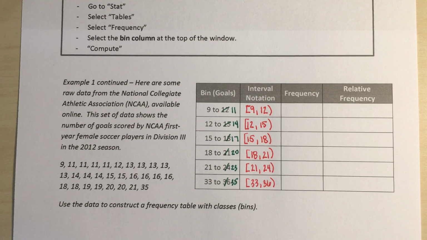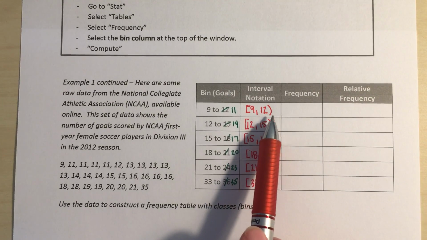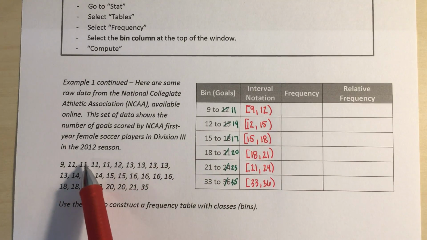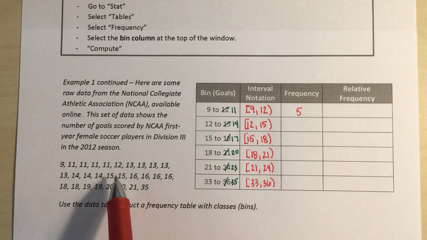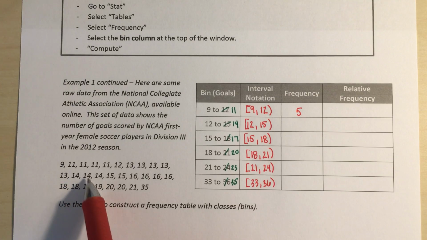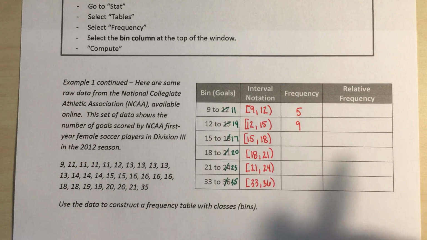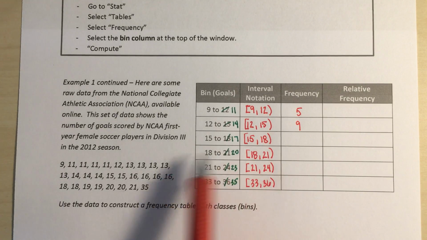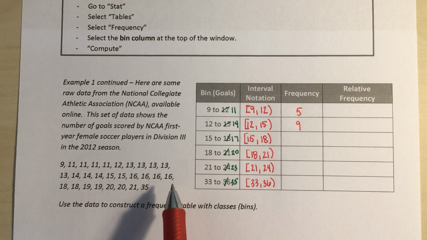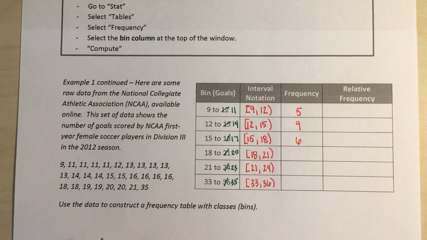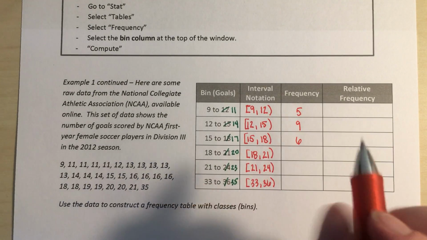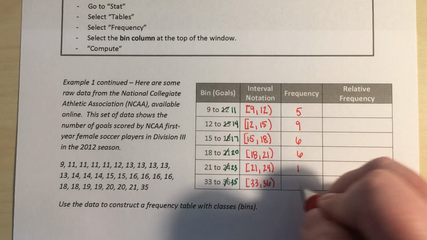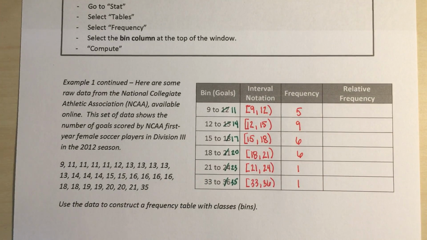So for our frequency, we want to count the number of values that occur for each of these bins or classes. So 9 to 12, which is really 9 to 11: 1, 2, 3, 4, 5. 12 to 15, which is really just 12 through 14: 1, 2, 3, 4, 5, 6, 7, 8, 9. 15 to 17: we have 1, 2, 3, 4, 5, 6. 18 to 21, which is really 18 to 20: 1, 2, 3, 4, 5, 6. 21 to 24, there's 1. 33 to 35, there's 1.